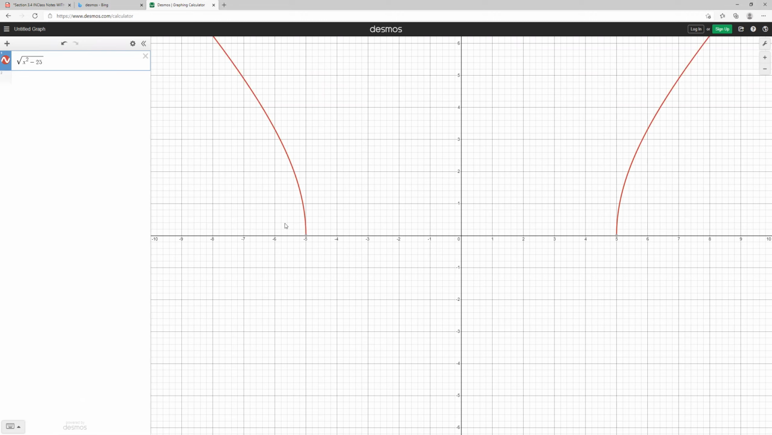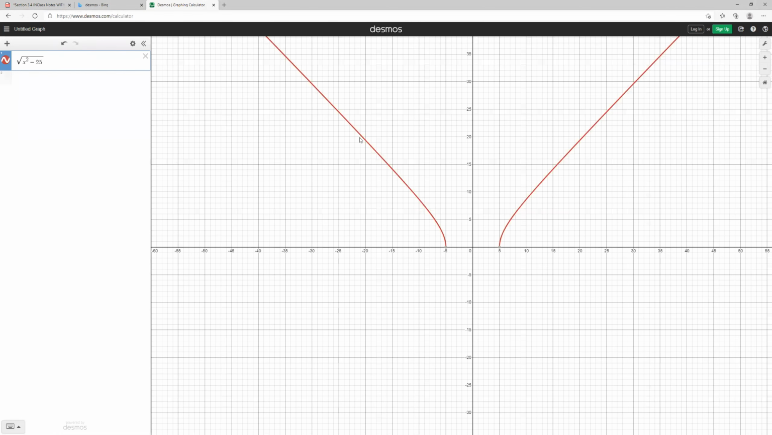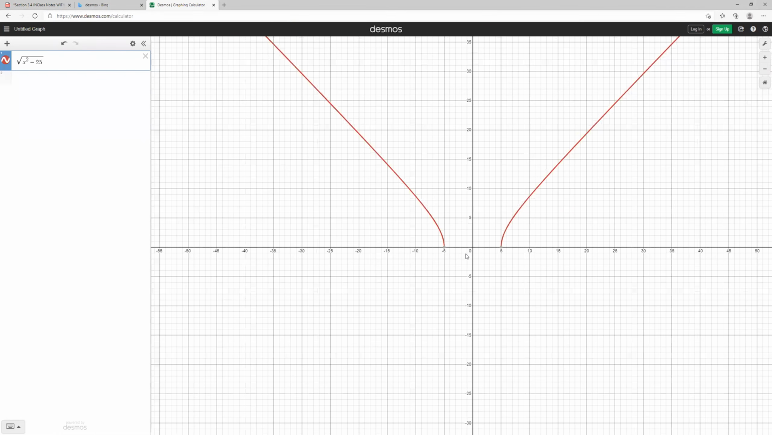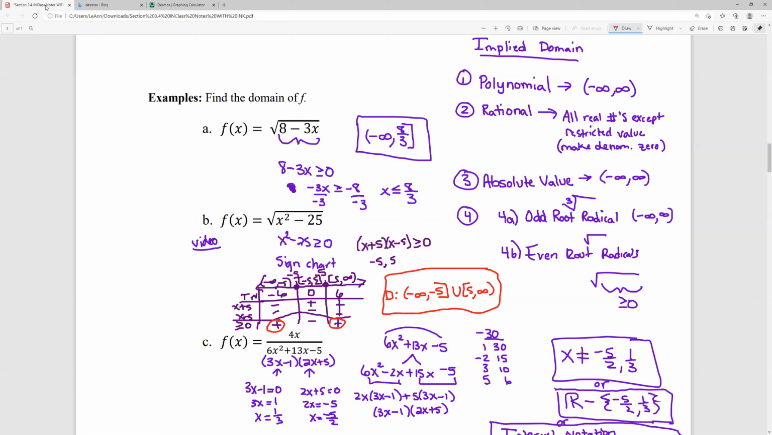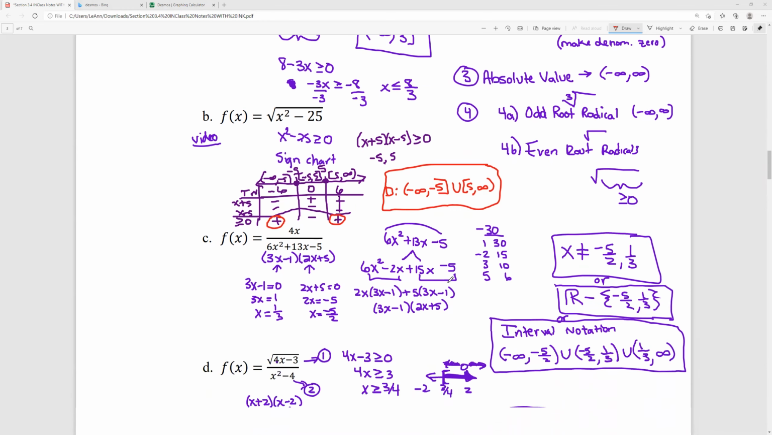What you'll notice in this picture is that the graph is nowhere in the middle, because I can scroll out and you can see it's going off to the infinities on these two sides. We have no graph between -5 and 5. We have graph everywhere from -infinity up to -5 and from 5 to infinity. So this sign chart method really does give us the correct values for our domain. That is working out for us really well.